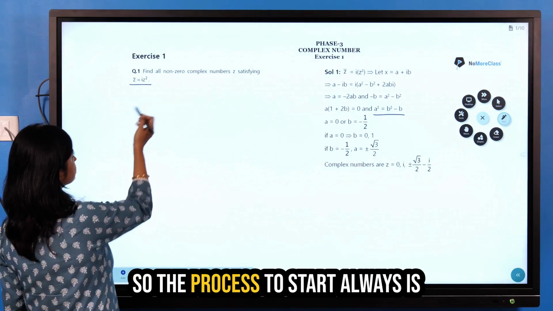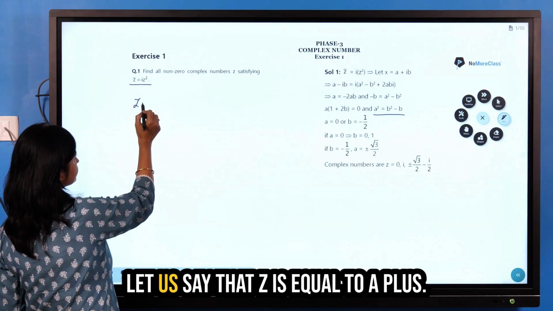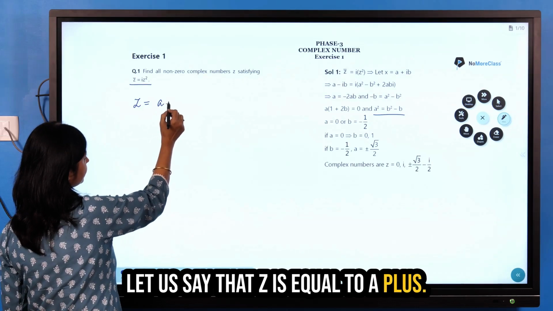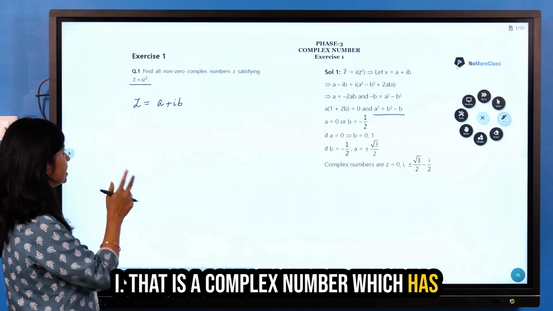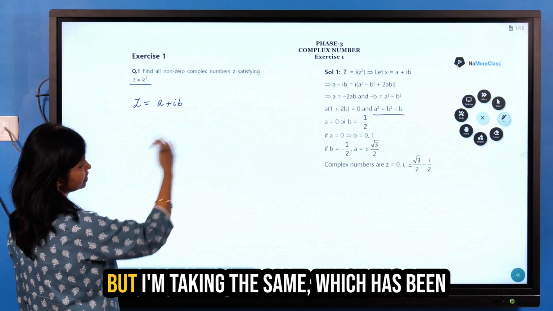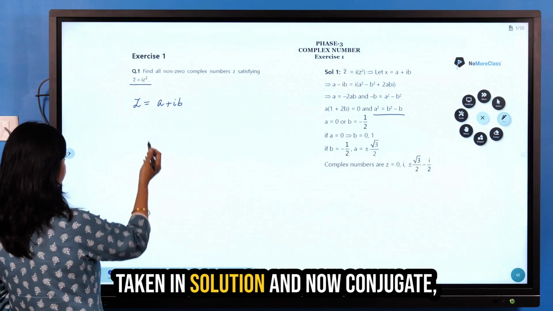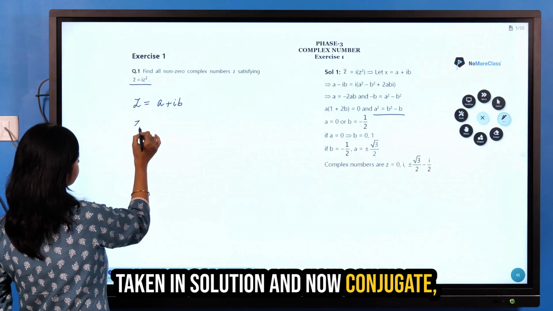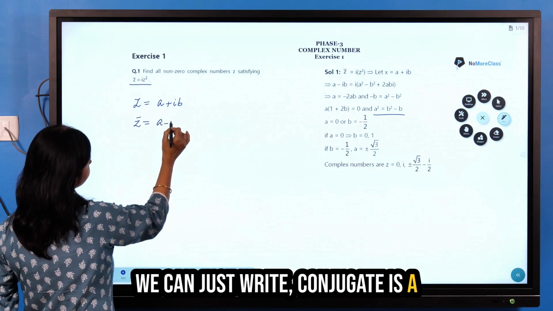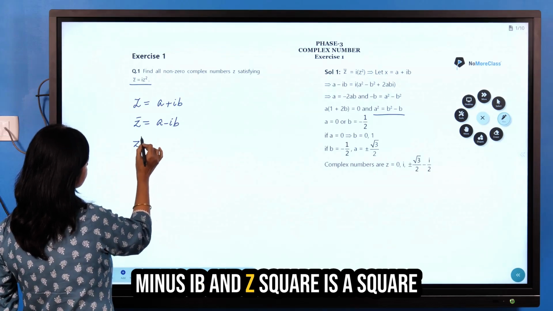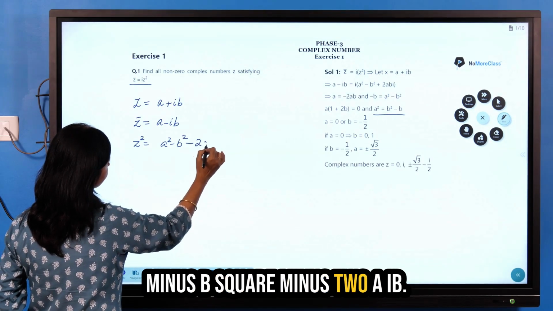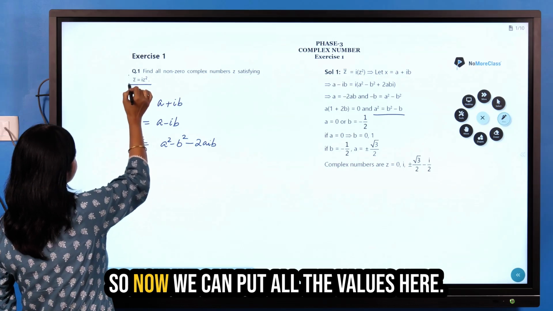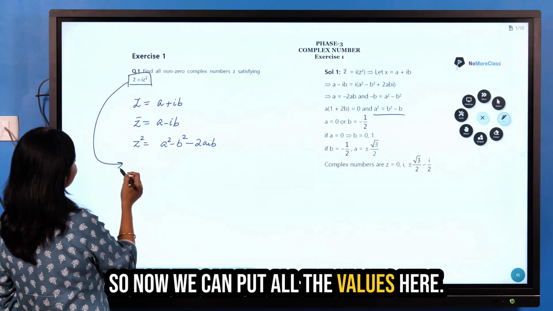So the process to start always is, let us say that z is equal to a plus ib. That is a complex number which has a as the real part and b as the imaginary part. I'm taking the same which has been taken in the solution. And now the conjugate, we can just write the conjugate is a minus ib, and z square is a square minus b square minus 2aib. So now we can put all the values here.